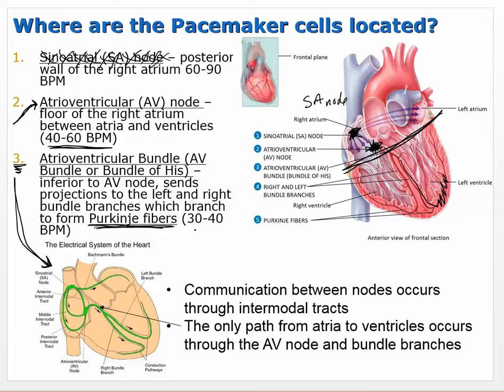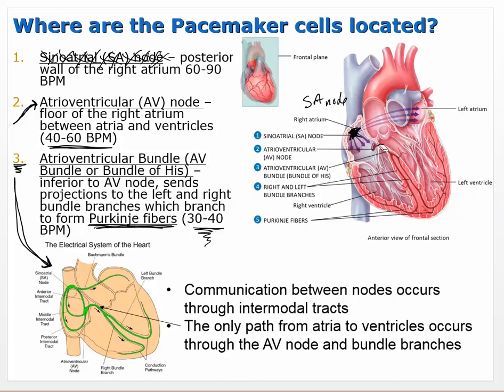So the Purkinje fibers sit down here. These are little fibers that surround the ventricles all over, and they can spontaneously depolarize, but they do it very, very slowly. Only 30 to 40 beats per minute.